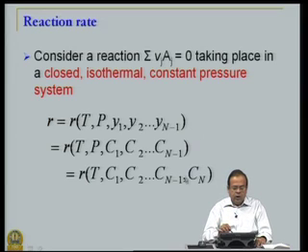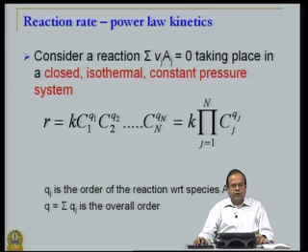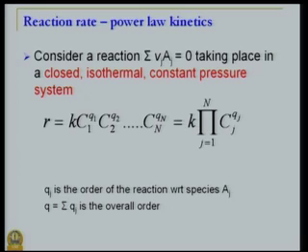But if you look at any of these expressions, the total quantities that appear are n plus 1, that is, n is the number of components plus 1. So, it could be either T, p plus n minus 1, so 2 plus n minus 1, again n plus 1, and so on. Now let us look at some of the common forms of these rate expressions, and the most common form is the power law kinetics. So, let us look at the most common form of reaction rate expression, namely the power law kinetics.